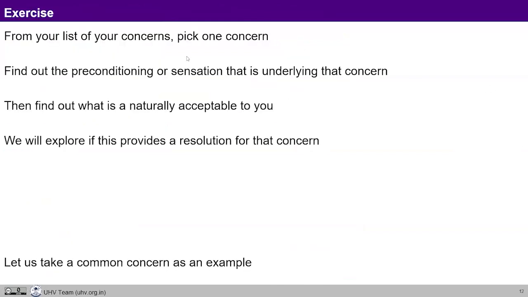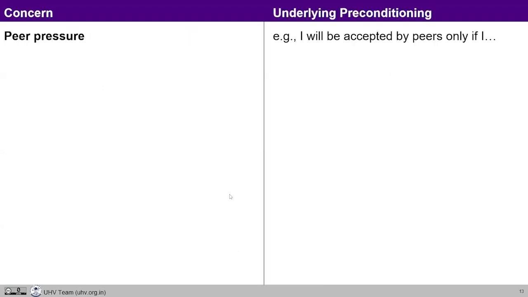So from your list of concerns, pick any one concern and find out the preconditioning or sensation that is underlying that concern. Then find out what is naturally acceptable to you, and we'll explore if this provides a resolution of that concern or not. So we'll take one example, that is peer pressure. So what could be the underlying preconditioning? Here again, we have made some list, but the child may add more and more to this.